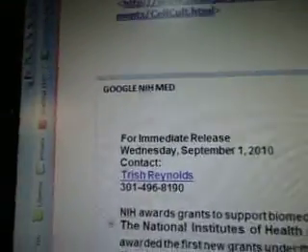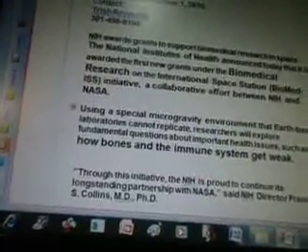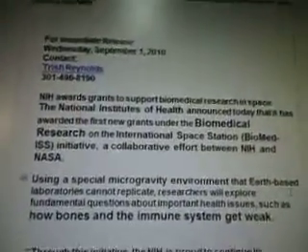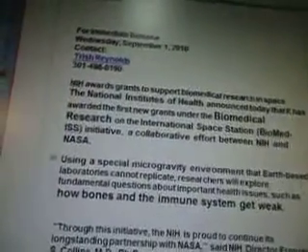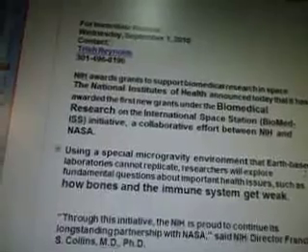So the next thing I Googled was NIH, because I didn't know what it stood for. It stands for the National Institutes of Health, and it talks about the biomedical research that they set up with the space station, and that's what all this was, the cells and stuff that they found up there. They gave them a grant.